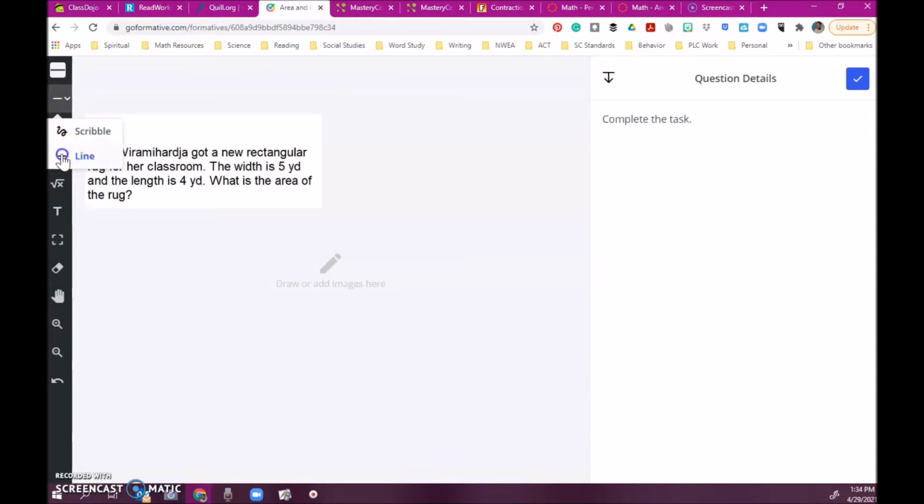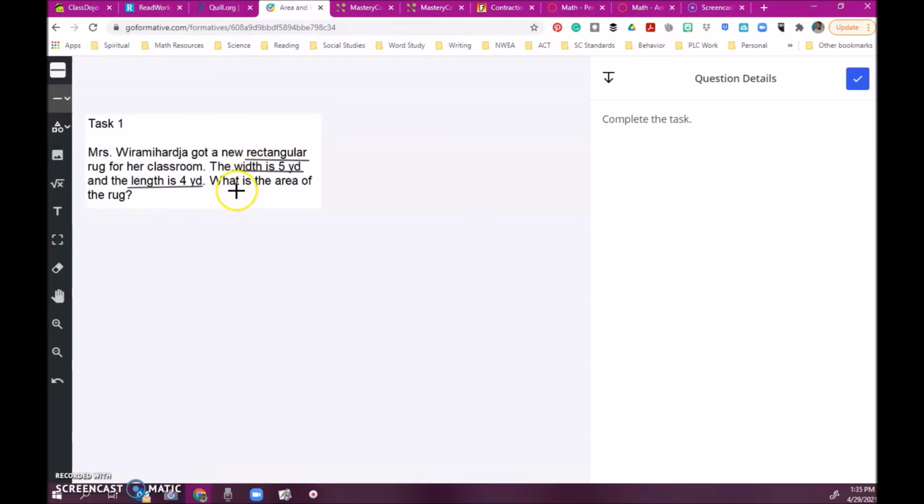So I always start off with pulling out and highlighting the important information in the task. So what we needed to know is, 1, she got a new what kind of rug? That's right, a rectangular rug. So we want to make sure that we know that the shape that we need to be thinking about is what we know about rectangles. And we know that the width of it is 5 yards, and we know that the length of it is 4 yards. So all of that is information I got in the task.